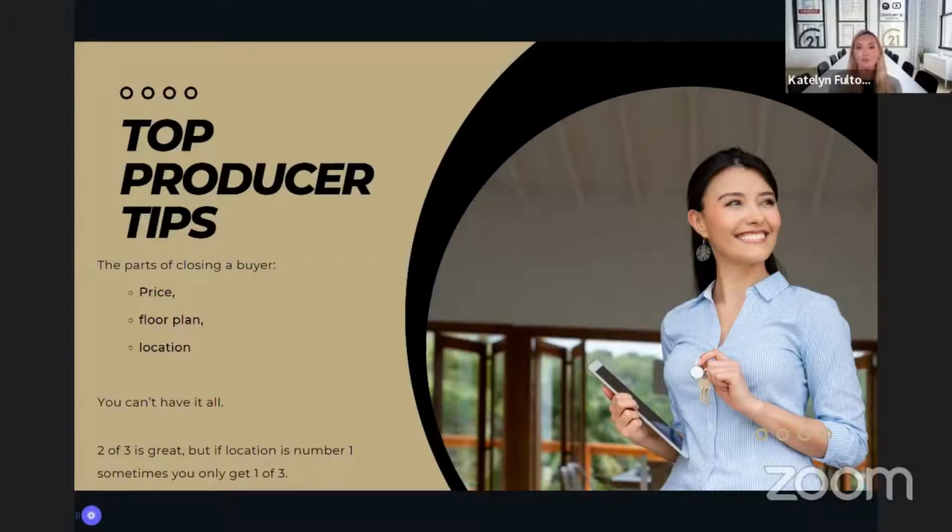So we do have to talk about that objection with them instead of saying, okay, no problem. You have to be very upfront with buyers and tell them, well, your price does not afford that. So 2 of 3 is great if you can get 2 of those 3 things for the buyer. But if the location is the number 1 for them, sometimes you're only going to get that location, and you might get a crappy house, but you get a great location. So it's going to be hard to get all of them.